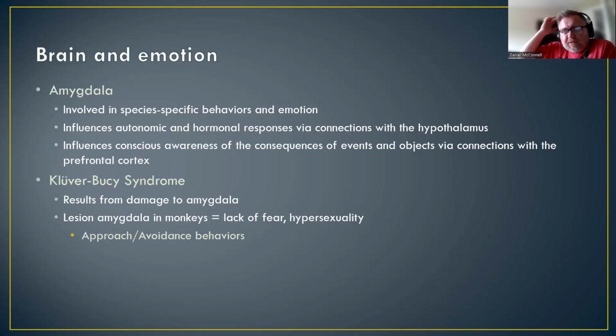What's going on in the brain for emotion? Well, amygdala is a good place to start here. So that's one of our key limbic organs, right? Organs of the limbic system in the brain.